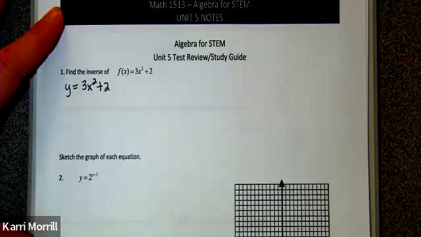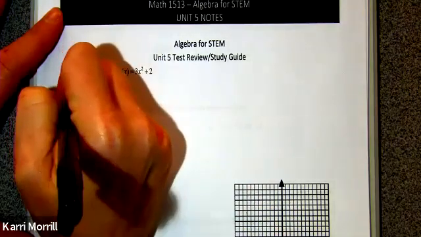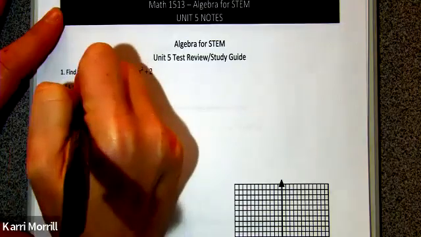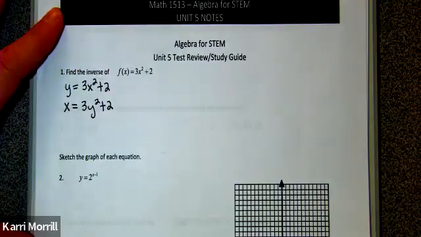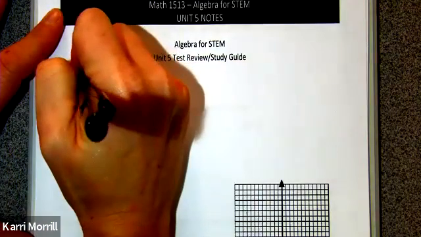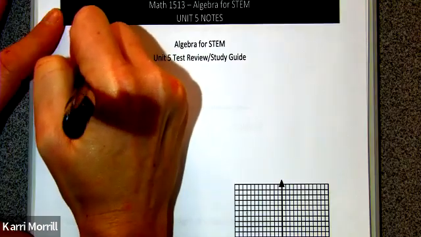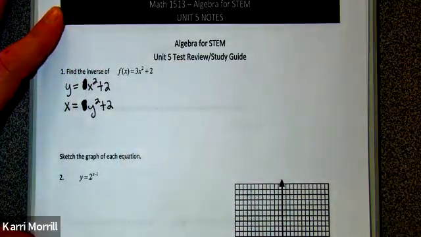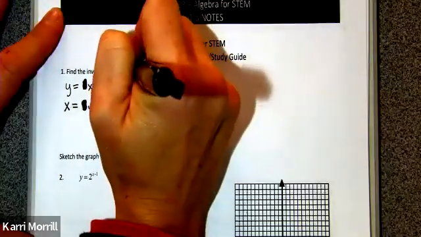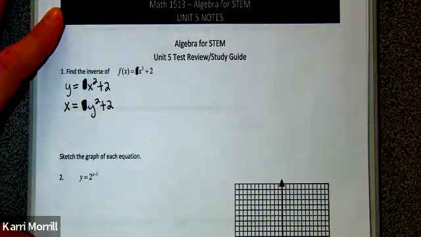And then the second thing that we're going to do is change our x and y spots. So we have x equals 3y squared plus 2. Let's just blot out the 3 just to make it a little bit easier. I just don't really like this one to review for what it is. We're just gonna change it a little bit.